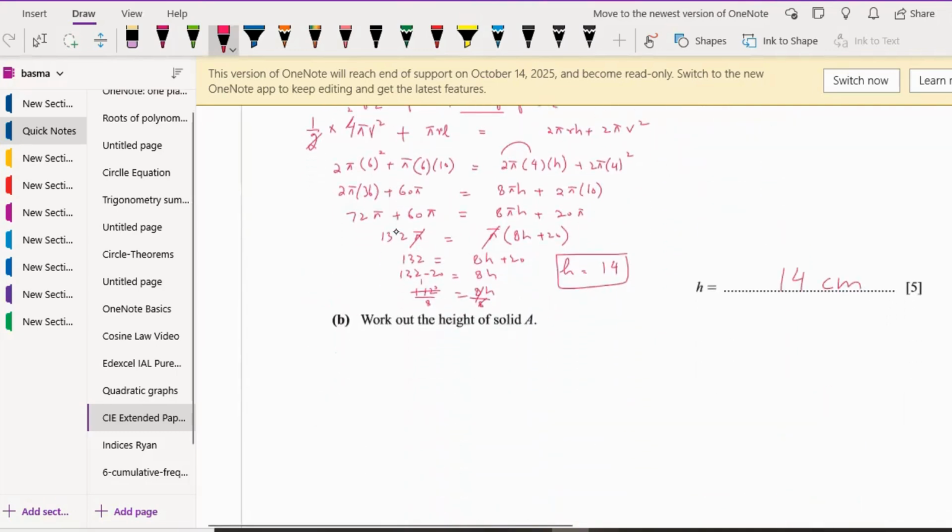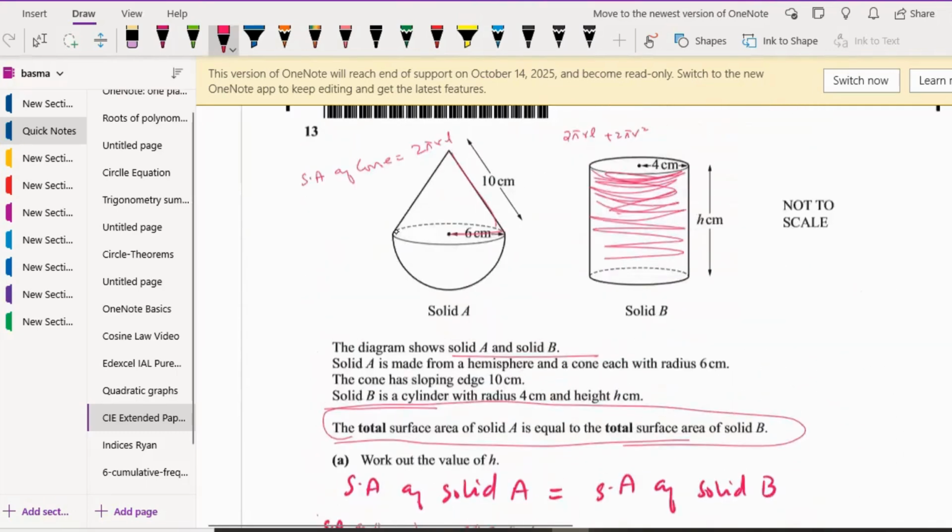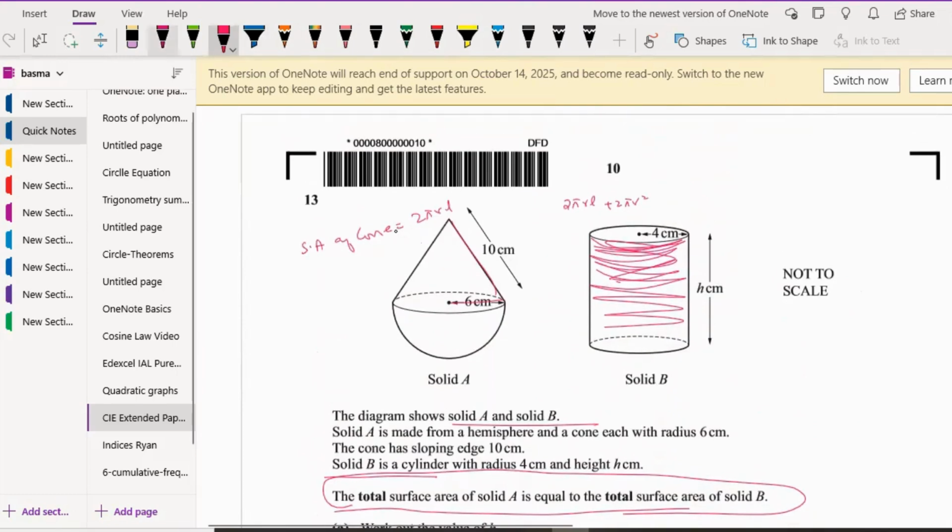Now work out the height of solid A. So we have to find the height of solid A. If I draw the line, this is the height for solid A. From the top you draw a straight line till the center. This is the height for the cone, and then you get this green length. From the center to any point on the hemisphere is the radius, which is 6. We know this green length is 6, right? Now the problem is we have to find this height.